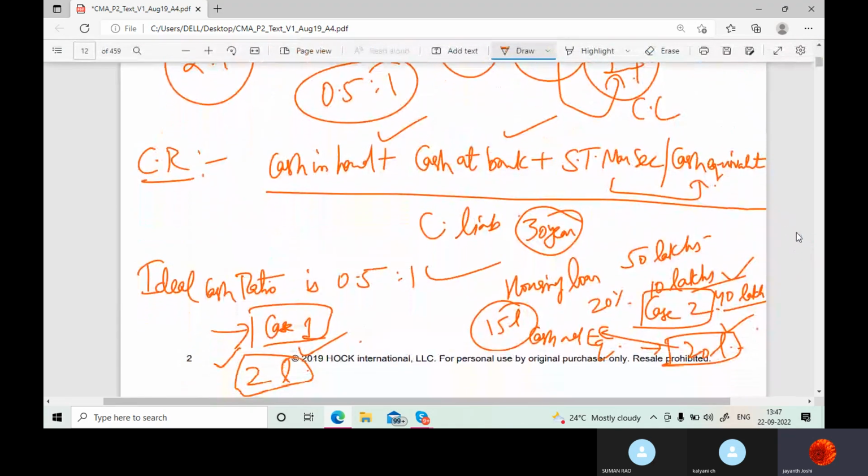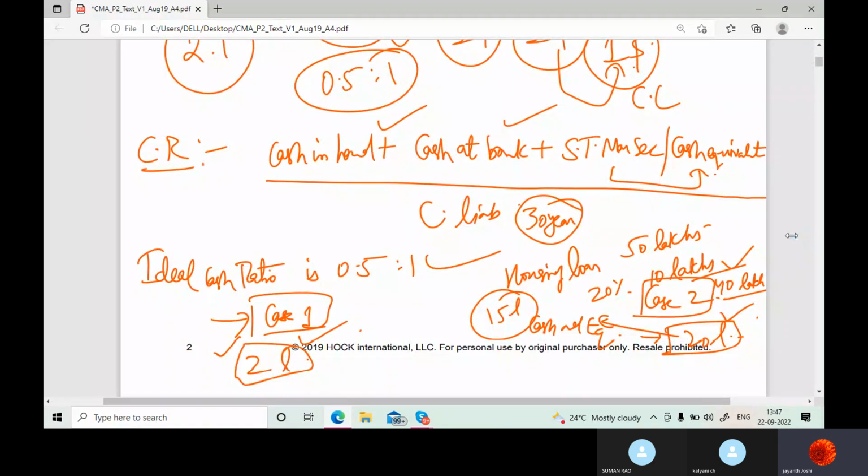Because today's agenda is to finish this and go for the next topic. Once done, inform me so that I can open the question page.